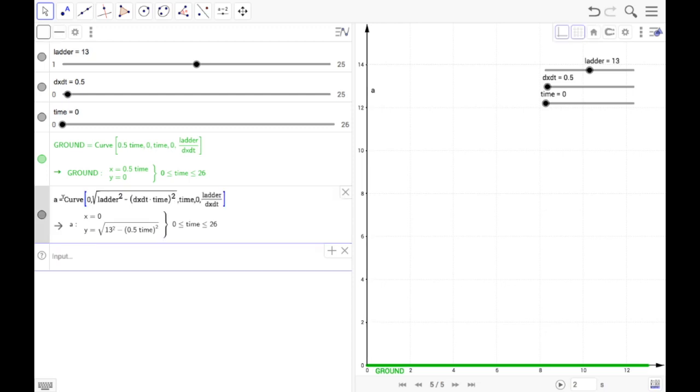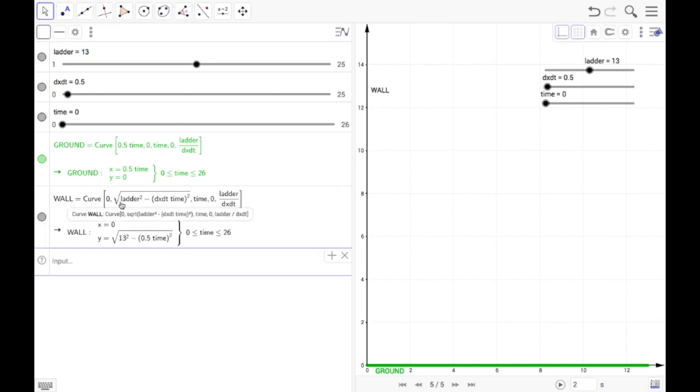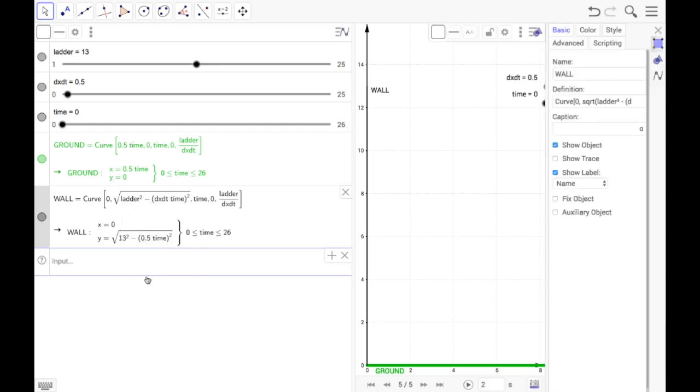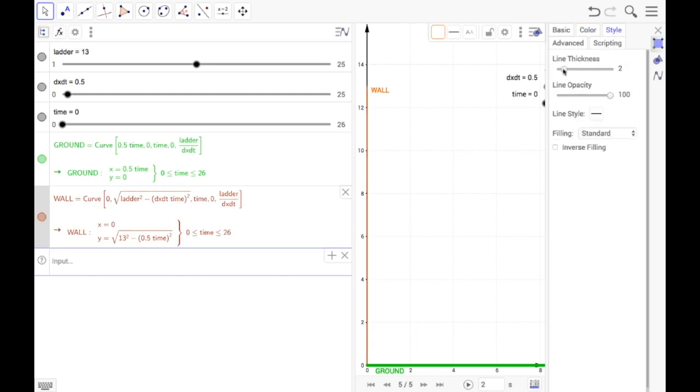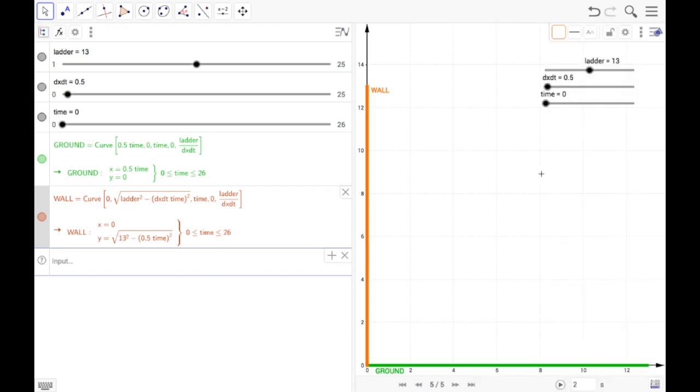And let's change the name of this from ground to wall, and let's also change some of the properties here. Let's make the wall's color orange, like it's leaning up against a brick wall. Let's make the line thick so that we can easily see what we have going on here. So at this point, we've got the wall and the ground drawn in. We have our two equations here for just the ground and just the wall.